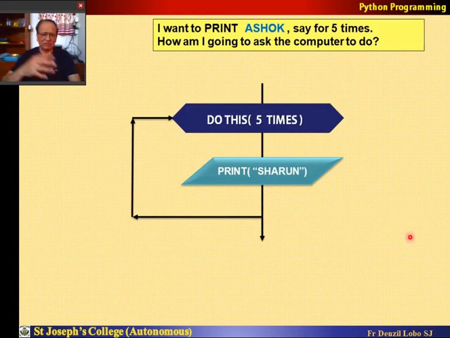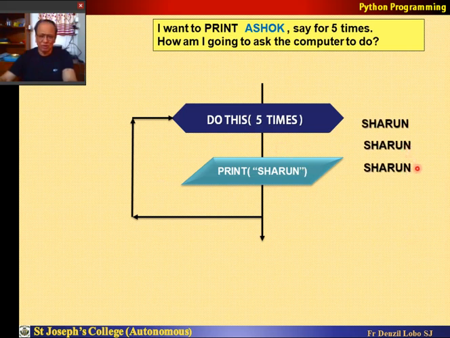Again, go back to this same question of printing the name Ashok or Sharon or whatever it is for 5 times. So in English I would say, do whatever is here 5 times. This is in English. So how am I going to convert that into a pseudocode and then into a Python statement is the question. So for example, 1, 2, 3, 4, 5. So it prints 5 times. That is in English, but that will not work in Python.